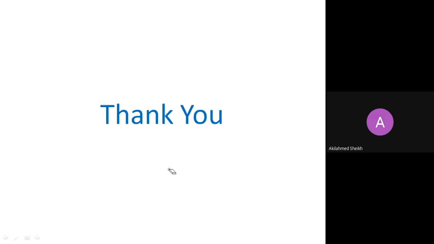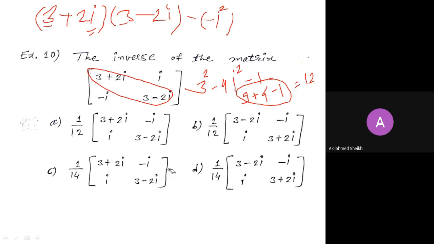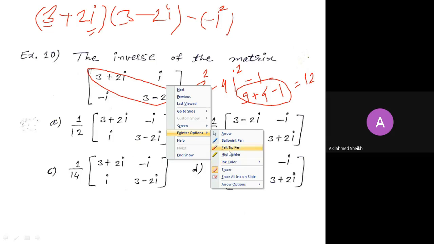In this case, we cover most of the examples which have been asked in previous GATE examinations, depending on the rank of a matrix and the inverse of a matrix.